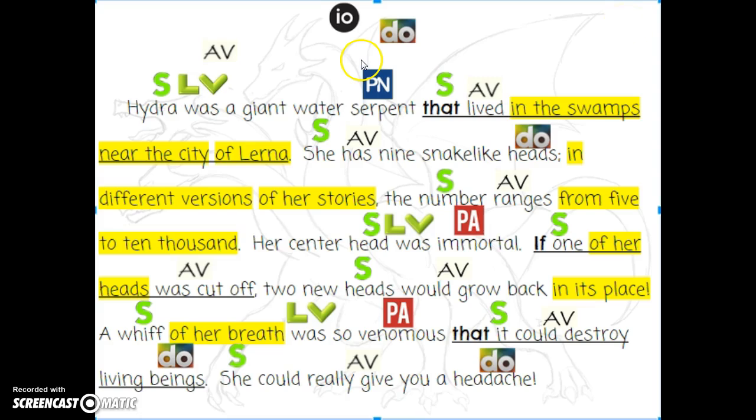This is the first time that we're going to look for an indirect object because we see some space between give and headache. Give a headache to whom or for what? Could give a headache to you. So there's our first indirect object.